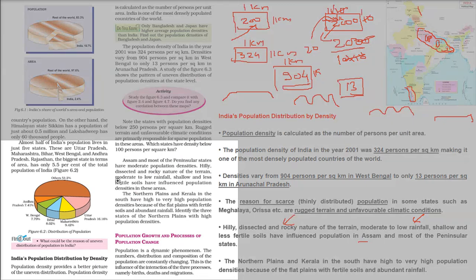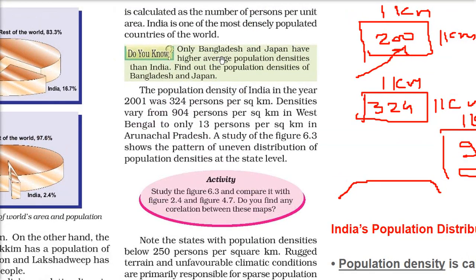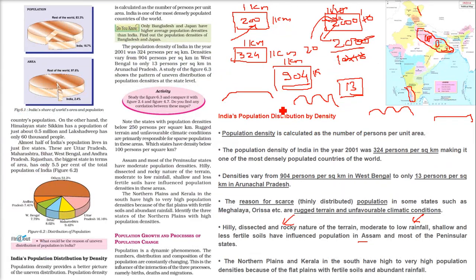So one interesting thing is that only Bangladesh and Japan are the 2 countries having more population density than we have. India is, you can say, on the 3rd number as far as population density is concerned. You may have a question: why is China not higher? Because the area of China is quite large, so the density becomes quite less.